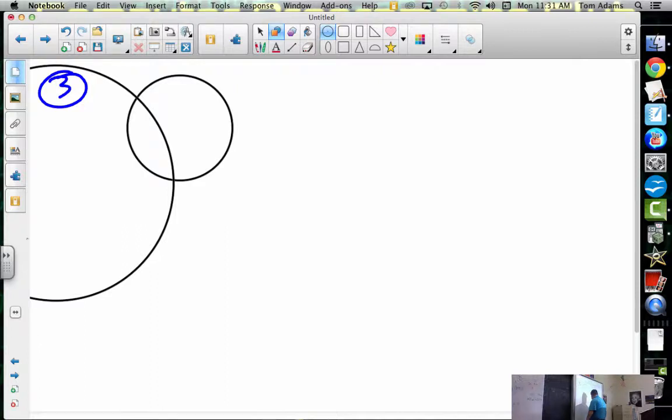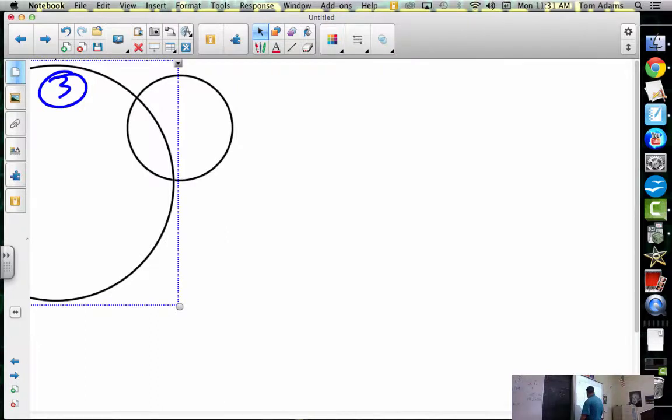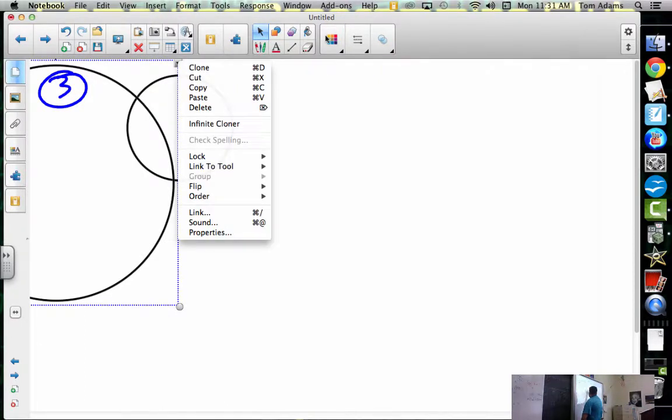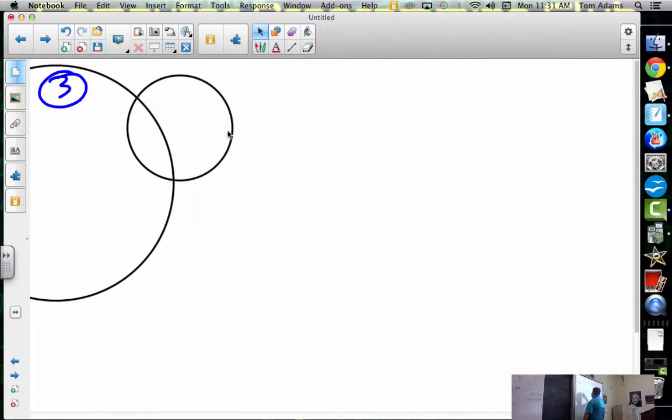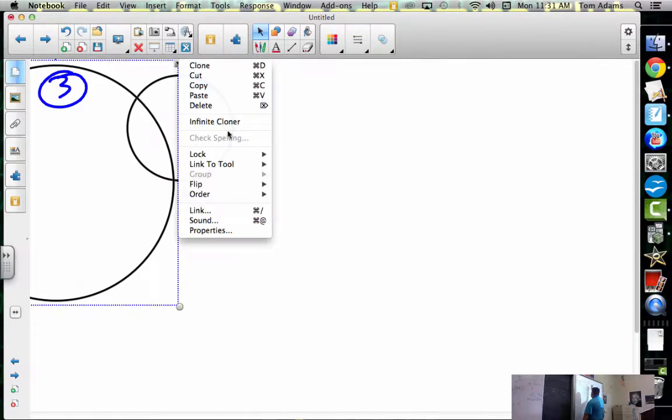Oops, wrong wheel. Let's get rid of that wheel. What did I do? Hit duplicate? Oh, I meant to delete it.